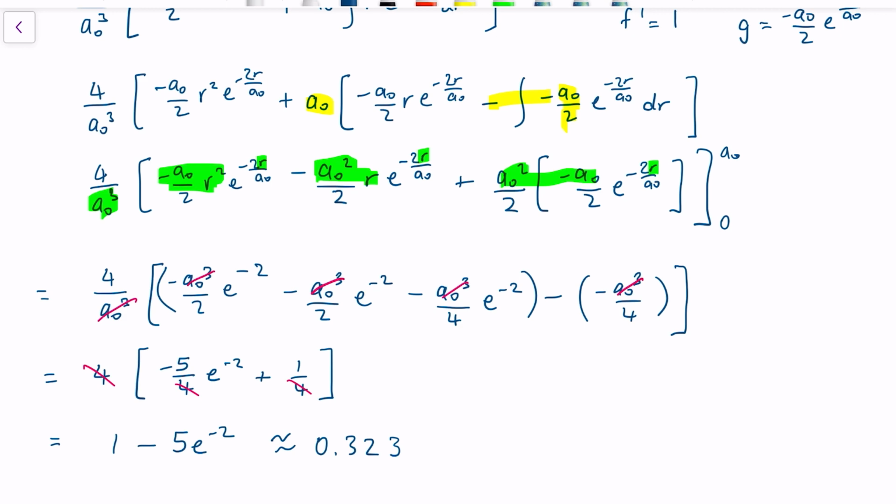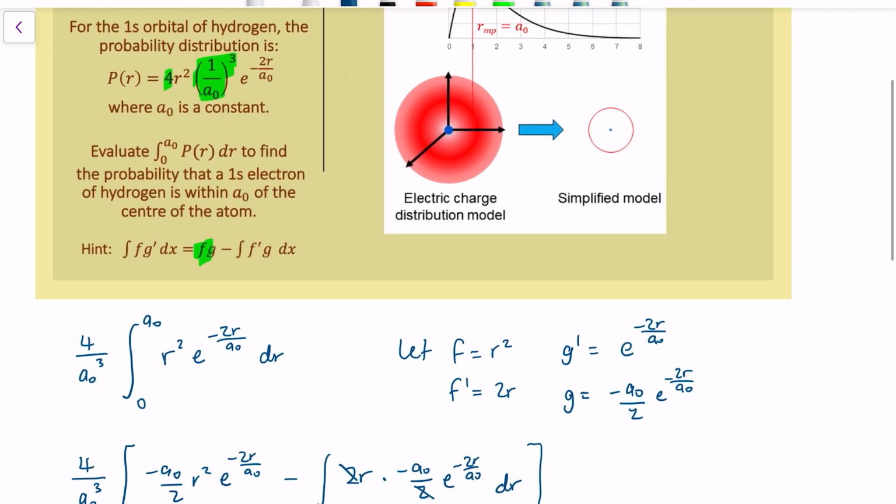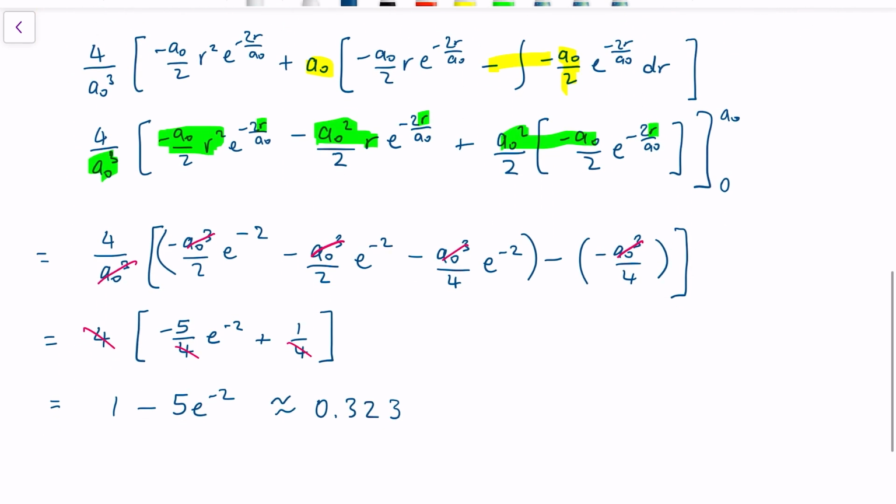The probability of finding a 1s electron of hydrogen within a naught, which it turns out to be Bohr's radius, within a naught of the centre of the atom, according to this model, is about 32%. Interesting. I hope you enjoyed that video. The calculus involved wasn't too nasty.